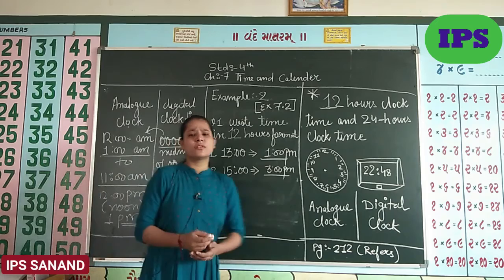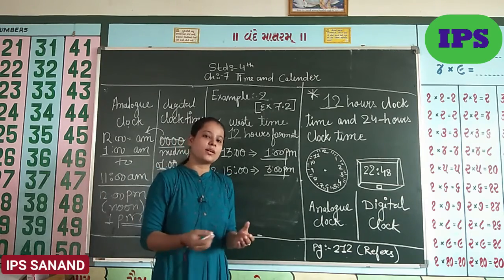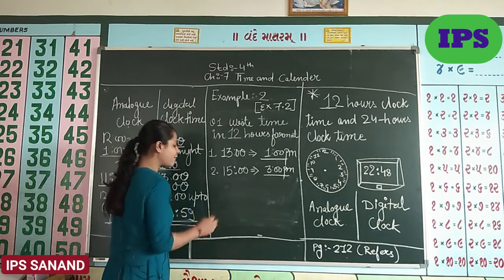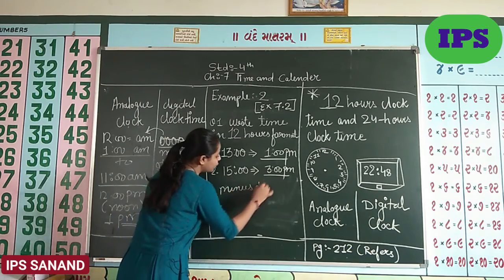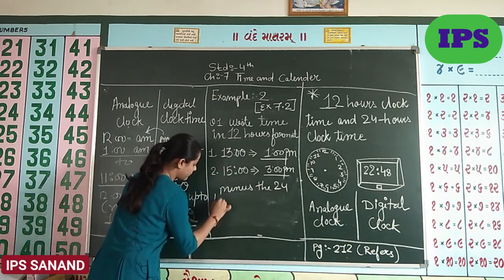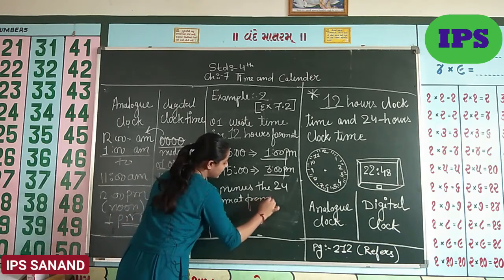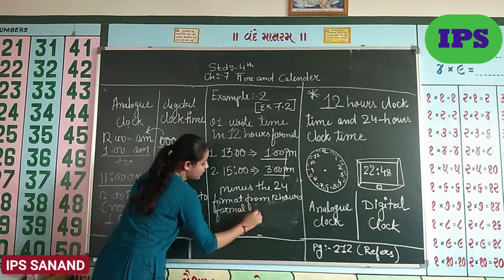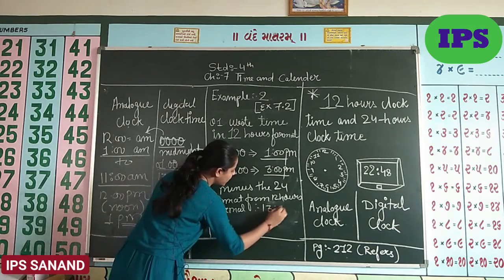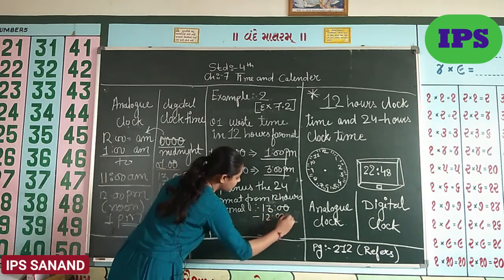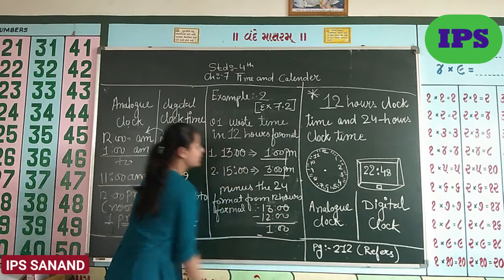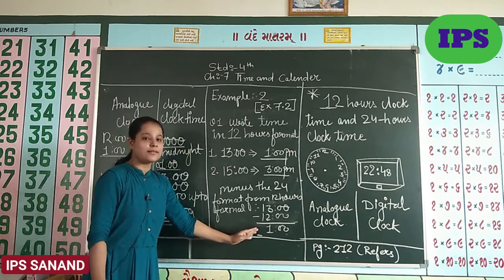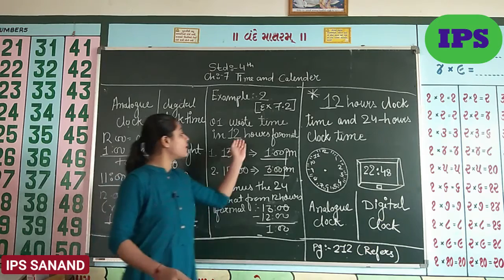Okay. So how to find this time? It is very easy. What you have to do is subtract 12 from the 24 hour format time to get the 12 hours format. What I have done, I have used 13 hours minus 12 hours. What time have I got? 1. Can you see here? 1. Okay. So by doing subtraction, you will get the time in 12 hours format.